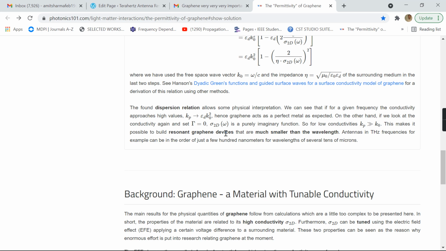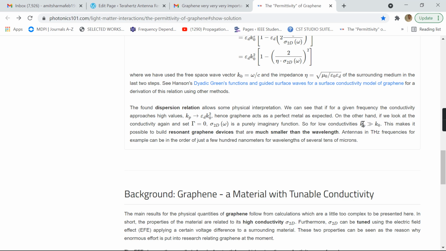Here they are giving the justification that kp, which is much greater than k naught, makes the wavelength lambda of SPP waves much smaller than the wavelength of a normal electromagnetic wave in free space. So this makes it possible to build resonant graphene devices that are much smaller than the wavelength, since here they are talking about the wavelength of free space. Suppose we target a 1 terahertz electromagnetic wave or radio antenna; for 1 terahertz the wavelength should be around 300 micrometers.